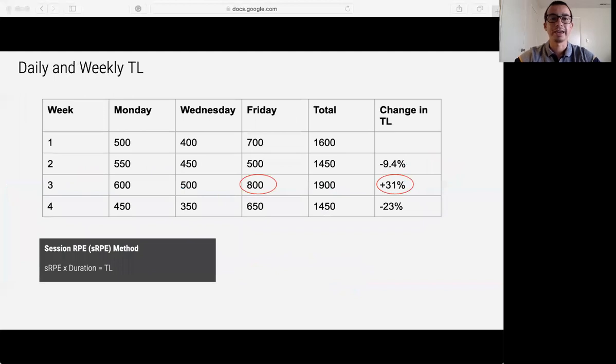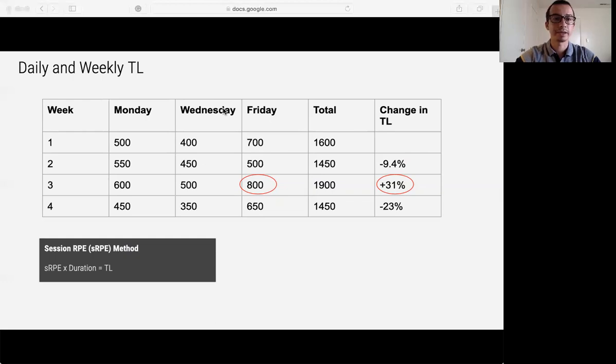Now we're looking at daily and weekly training loads based on the session RPE method. So we have 4 weeks here, sessions on Monday, Wednesday, and Friday. The total amount of work done at the end of the week. So again, we just combine the training load from Monday, Wednesday, and Friday, get a total. And then we have changes in training load from week to week. So as a coach, we see this change in training load on week 3 with an increase of 31%. Then we can look at the sessions and see what's causing this.